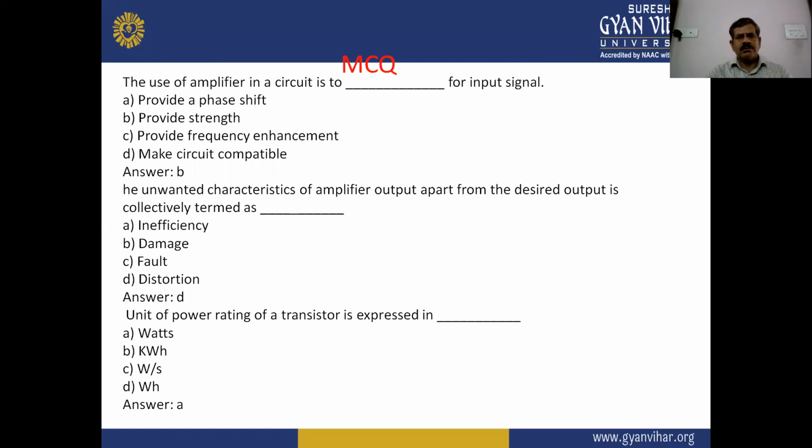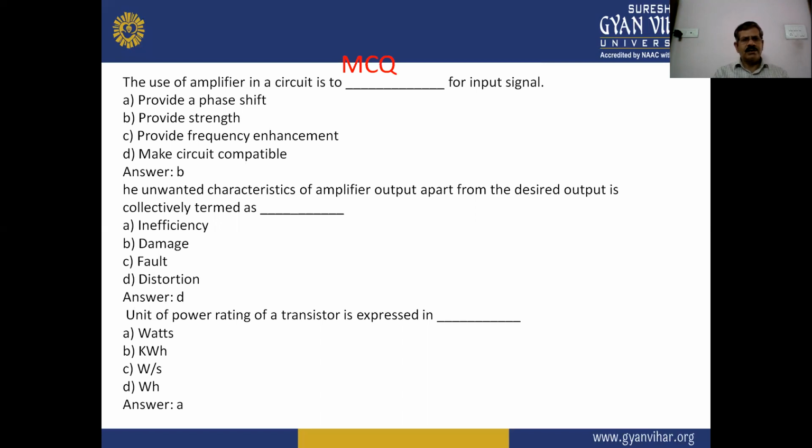So there are some multiple-choice questions for this topic. The use of an amplifier in a circuit is to blank for input signals. Option A, provide a phase shift. Option B, provide strength. Option C, provide frequency enhancement. Option D, make circuit compatible.